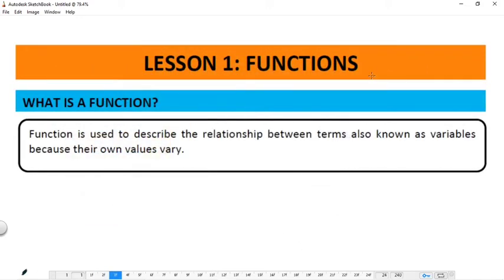Our first lesson is all about functions. What is a function? A function is used to describe the relationship between terms, wherein these terms are also known as variables. They are called variables because their own values vary or change.